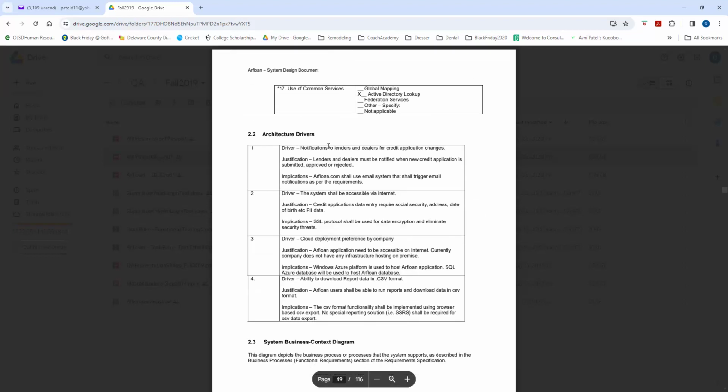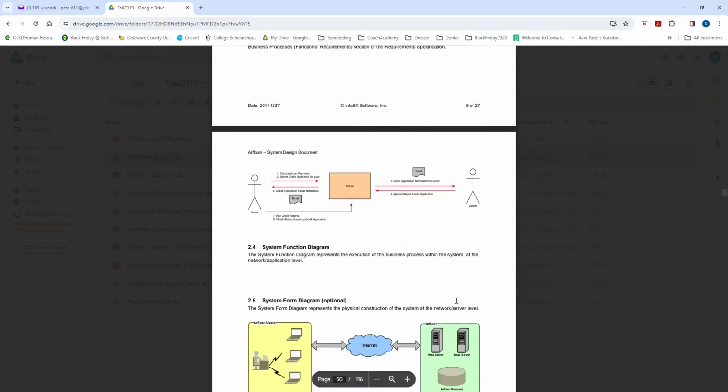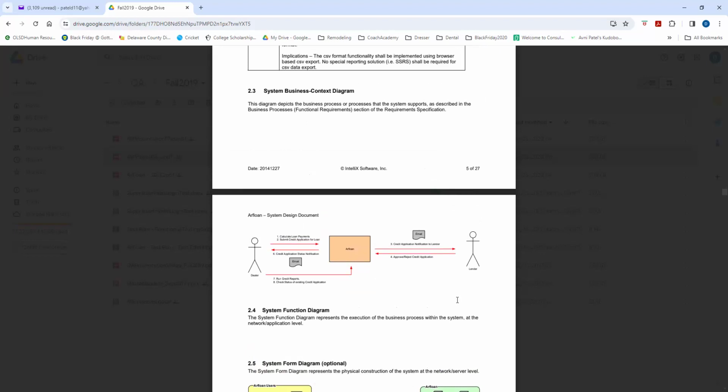Then it talks about what the architecture drivers are. So essentially, what are the guardrails that you need to use in order to build a system, right? So one of the things we talked about is that the system needs to be accessible through the internet, and it needs to be in Azure cloud. That was one of the requirements that was put into the initial system specification document. So then it talks about, hey, it needs to be a cloud deployment because that is what they require.